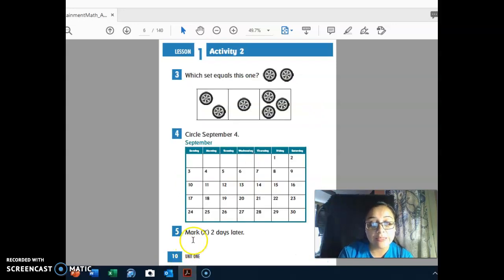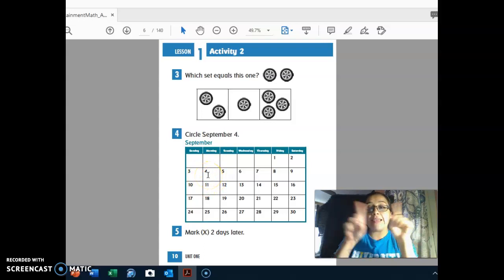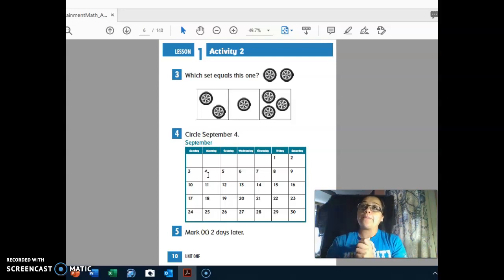Number 5, it says mark an X 2 days later. So from September 4th, you're going to mark 2 days later. Are you going to go forward or are you going to go backward? Later means forward. Before means backward. So if you're going to go later, you're going to go forward.